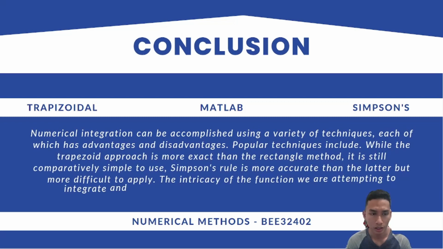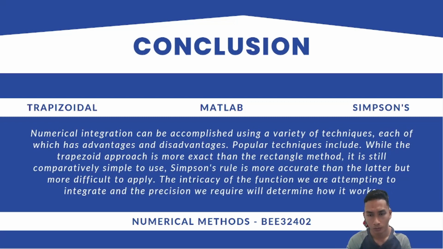In conclusion, numerical integration can be accomplished by using a variety of techniques such as the trapezoidal rule, and each has advantages and disadvantages. While the trapezoid approach is more exact than the rectangle method, it is still comparatively simple to use. Simpson's rule is more accurate than the latter but more difficult to apply. The intricacy of the function we are attempting to integrate and the precision we require will determine which works best. So I think that's all for my conclusion.